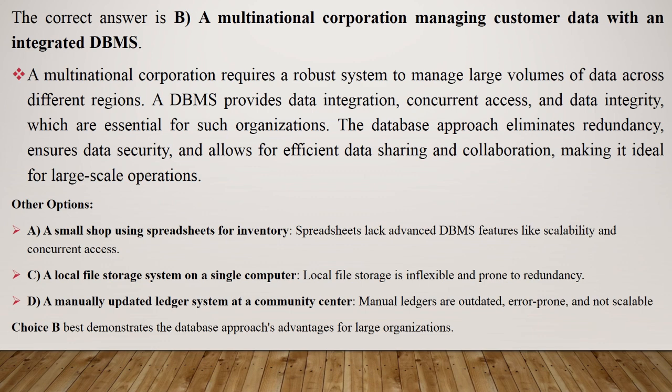The other one is D, a manual updated ledger system at a community center. This manual update is also not the database approach. It's not the function of databases, because these manual ledgers are outdated, error-prone, and not scalable. Because of this, the manual updated ledger system at a community center is false. Based on this, choice B best demonstrates the database approach advantages for a large organization. This is the explanation for this question.